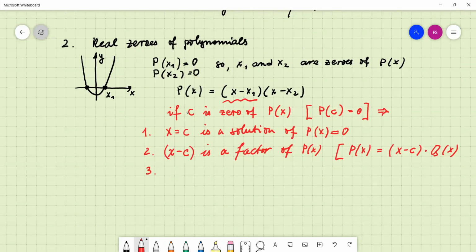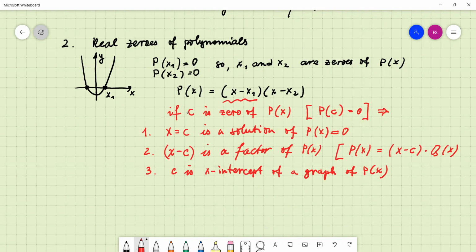What else? C is an x-intercept of a graph of P of X. Well, how do we know this? If you put C into your polynomial, it equals 0, which means that y is equal to 0. And that's actually the definition of an intercept.